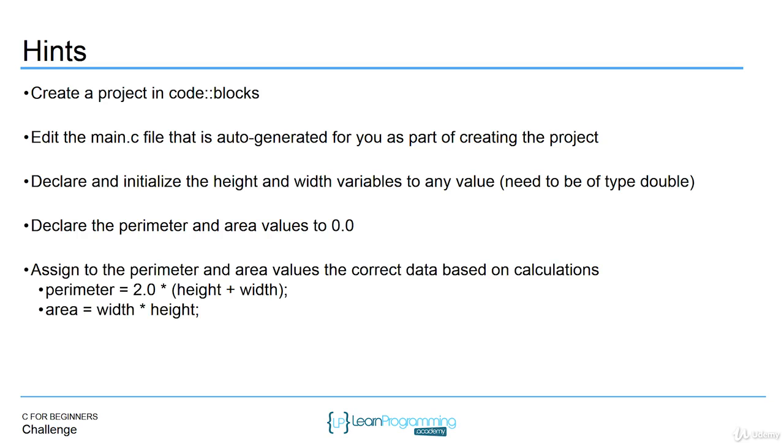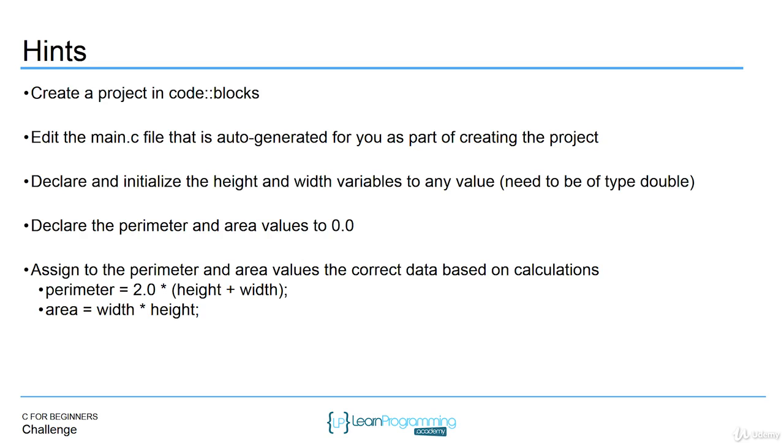So here's the code that you would use for the perimeter calculation and the area calculation. If you created 2 variables of type double named perimeter and area, all you would need to do is say perimeter equals 2.0 times (height plus width) inside parentheses, ending with a semicolon. To calculate the area, you would just assign the area variable using the equals operator, width, and then the asterisk for times, and then height, and then the semicolon.